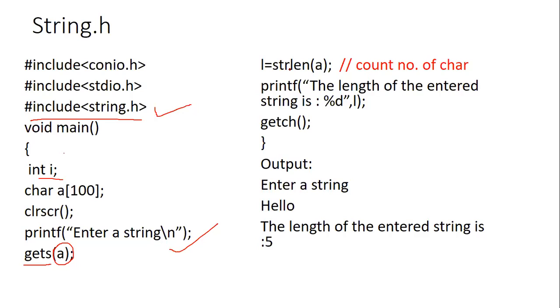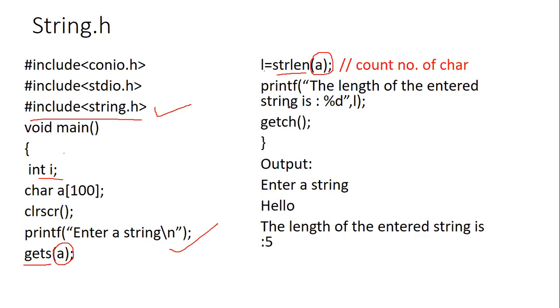Now here is an example of string.h. We are using the function strlen. This function is actually used to count the number of characters present in the string. Whenever you use this function, it will return the number of characters present in that string. So here we write l equal to strlen of a, and we are counting the characters present in this array a, or string a.